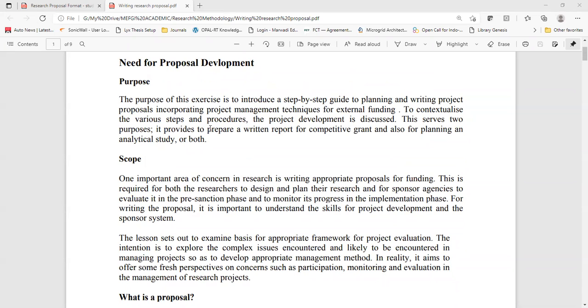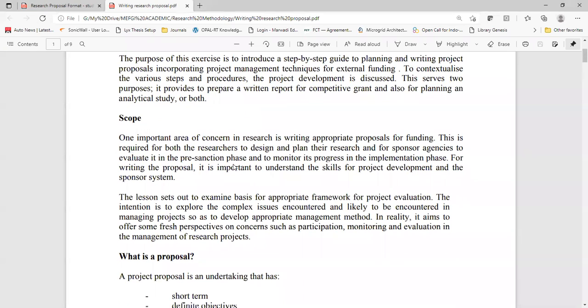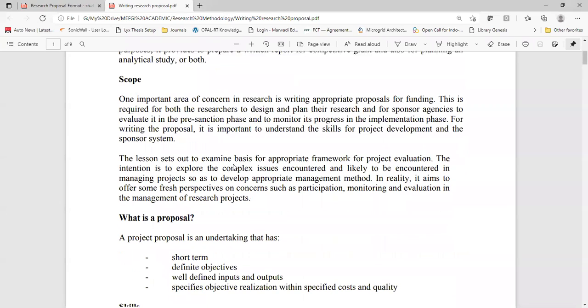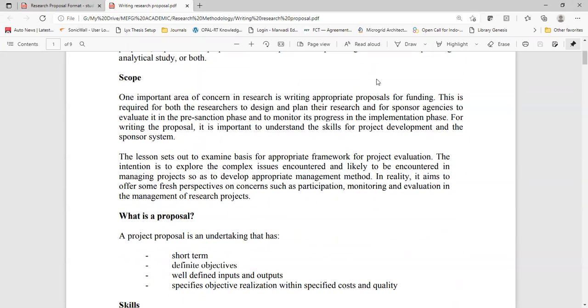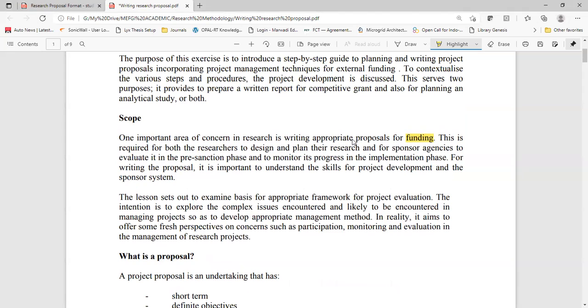So you will be able to prepare a written report for a competitive grant, and you will also do the planning of an analytical study or both. Mostly we write proposals for funding. Remember, most of the time we are writing proposals for funding. It is required for researchers to design and plan their research, and for sponsor agencies to evaluate it in the pre-selection phase.